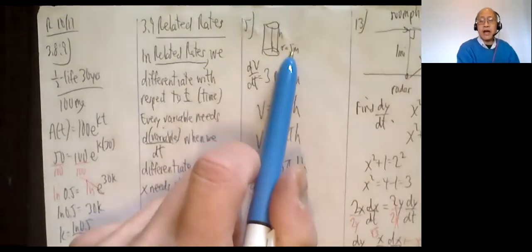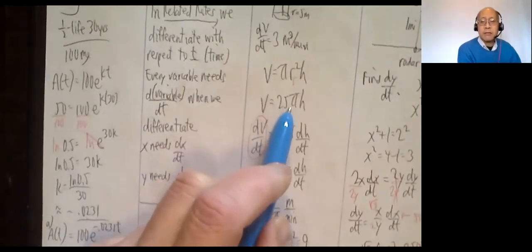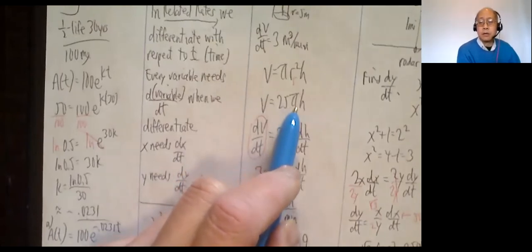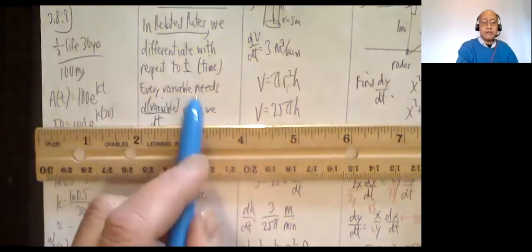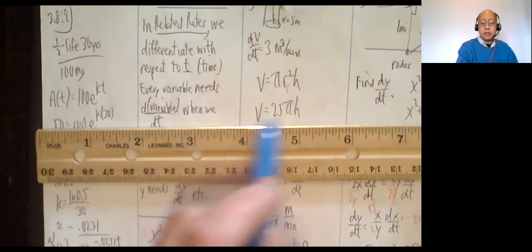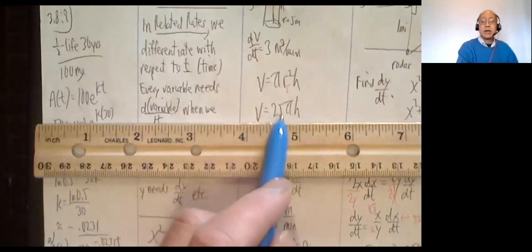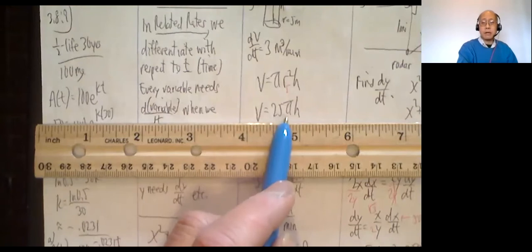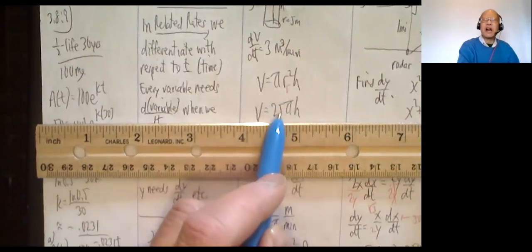Okay, now they tell me that radius is 5. So I just plug in 5. 5 squared is 25. So volume is 25 pi h. Right. Now I take the derivative of both sides with respect to time. So again, every variable needs a d variable dt. So in this problem, what are my variables? V and h. Is pi a variable? No, pi is a constant. 3.14159, blah, blah, blah. It's a weird constant, but it's a constant. So the coefficient here is 25 pi. 25 times 3.14. So 75, 70 something, right?